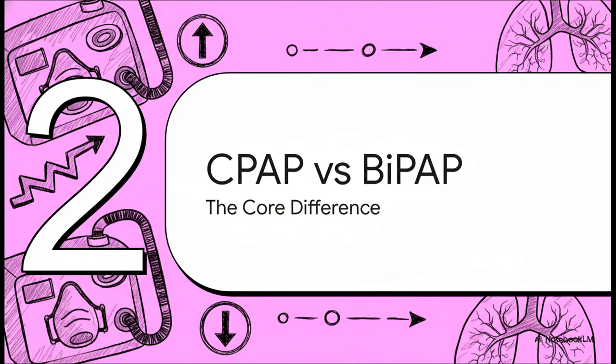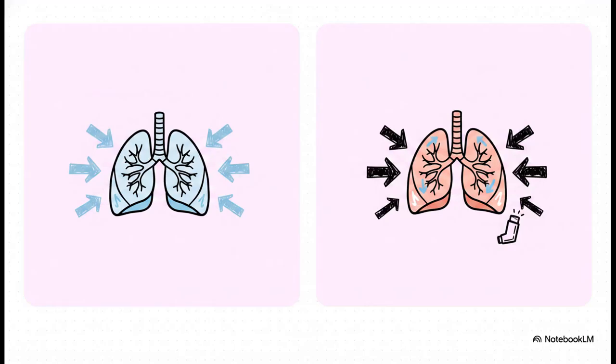Moving right along to Section 2, CPAP versus BiPAP basics. What's the core difference? Now that we know exactly where we are on that treatment ladder, let's nail down the single most important rule you've got to remember about these two devices. It all boils down to this absolute contrast. CPAP only helps get oxygen into the blood, whereas BiPAP provides oxygenation plus ventilation.